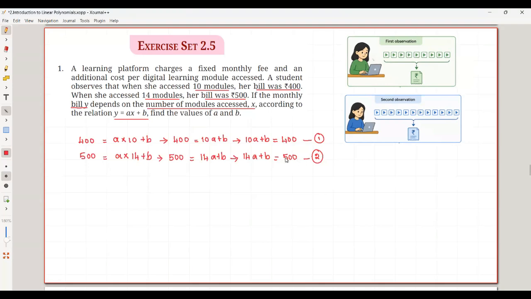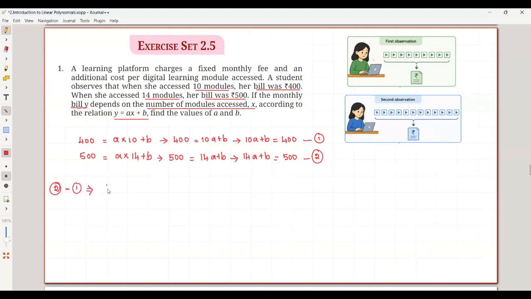Why? Because 500 is coming as a large number. If you are subtracting 1 minus 2, you'll be getting the same as 2 minus 1. So I'm just subtracting 2 minus 1. To make it easy, equation number 2 minus equation number 1. Okay, so 2 minus 1.